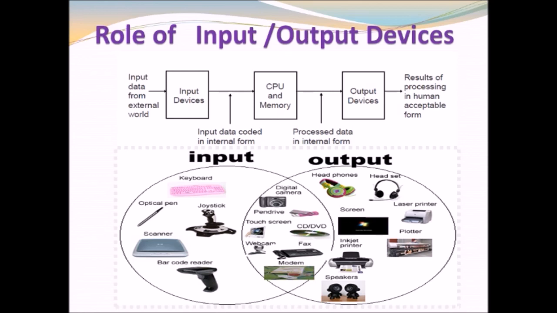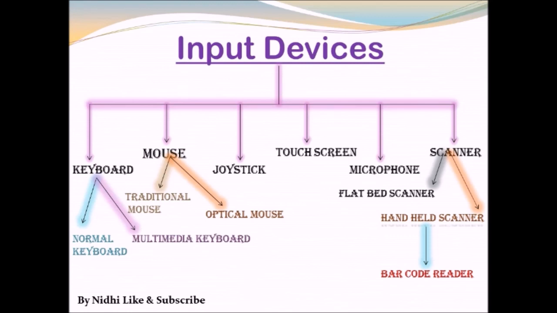Okay, so next we will see the categorization of input devices. First is keyboard. Keyboard is further categorized into two parts, that is normal keyboard and multimedia keyboard. Second type is mouse. Mouse is also categorized into three parts, that is traditional mouse, optical mouse and wireless mouse. Joystick is also an input device. Touch screen is an input device. Microphone is an input device. Scanner is an input device. Scanner is also categorized into two parts: flatbed scanner and handheld scanner. Handheld scanner includes the barcode reader or the mobile phones that are used as a scanner.